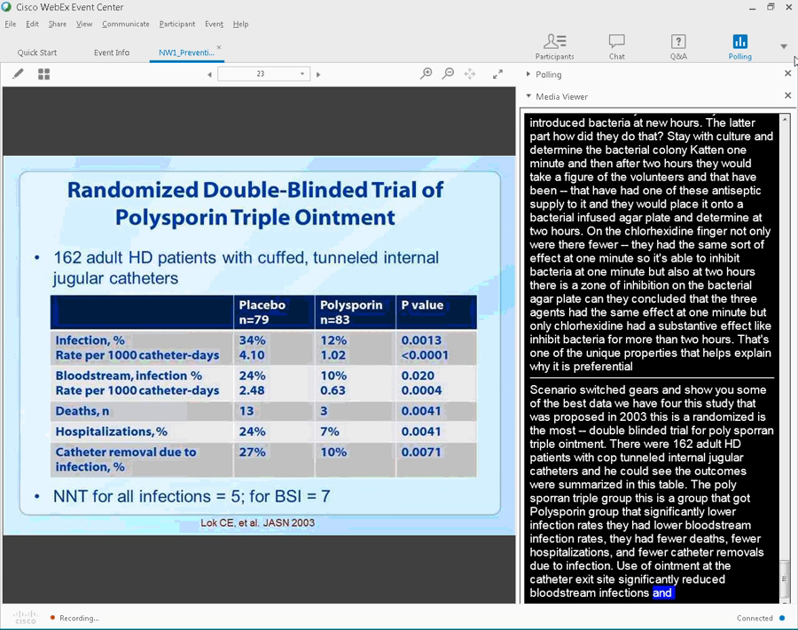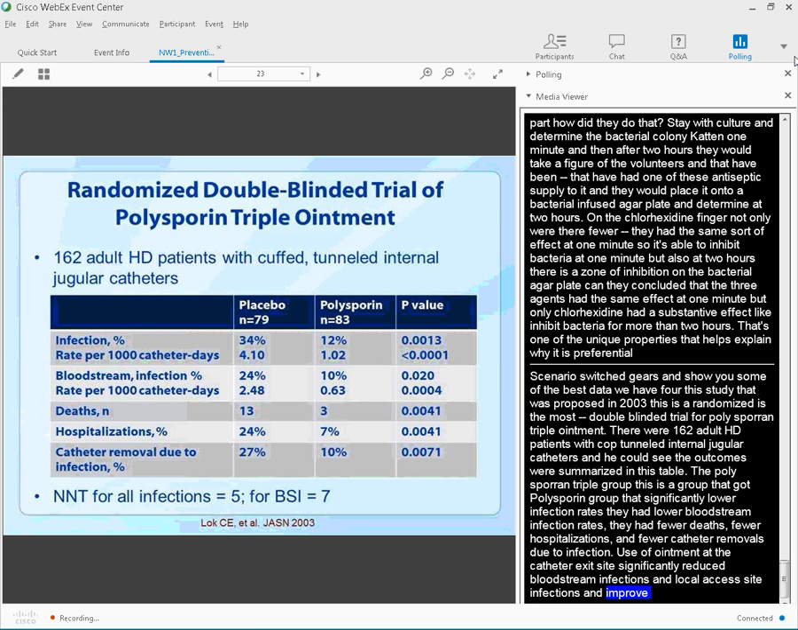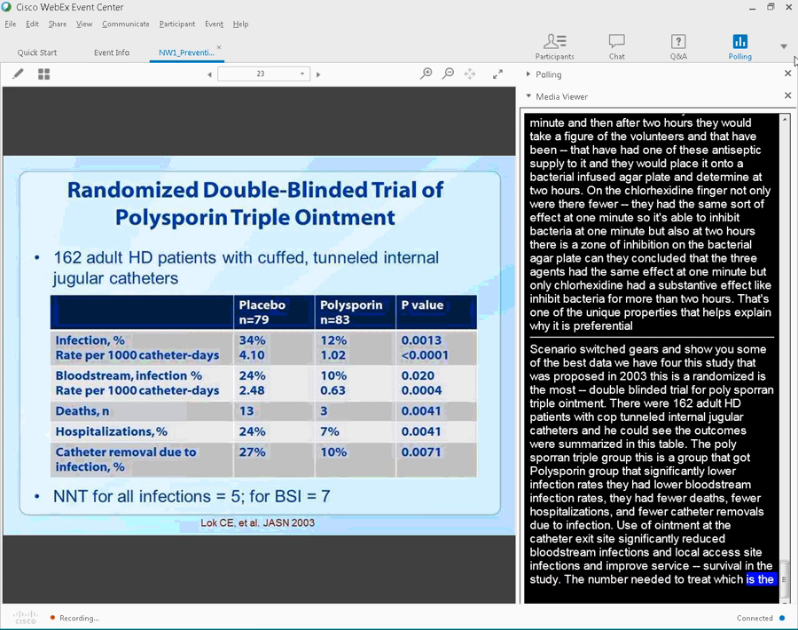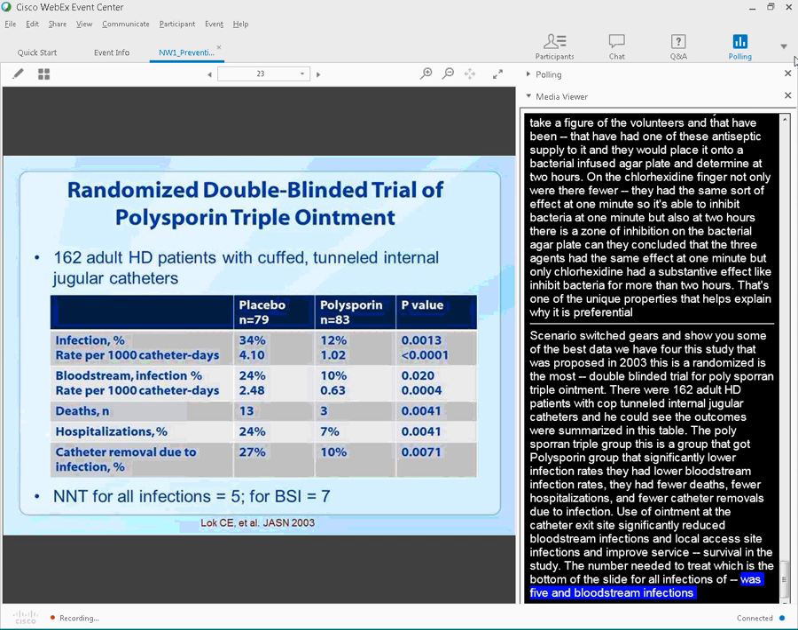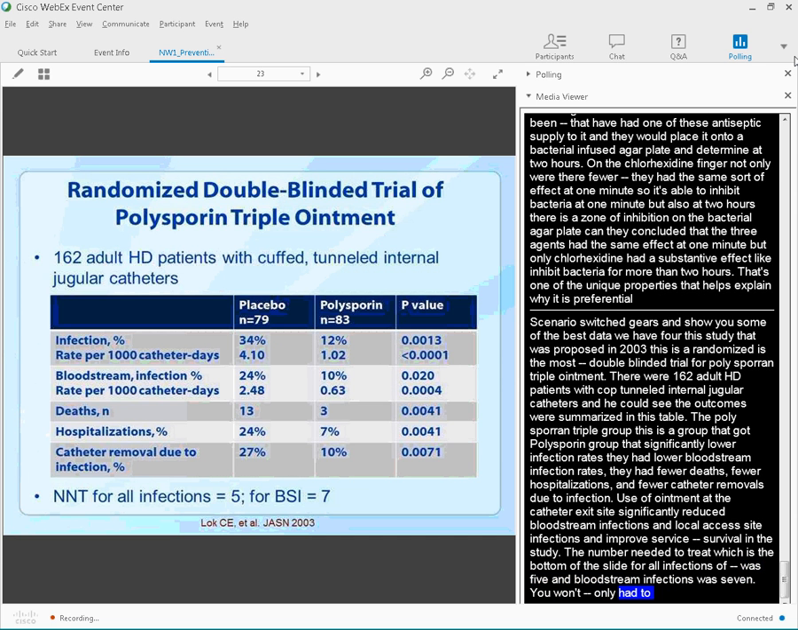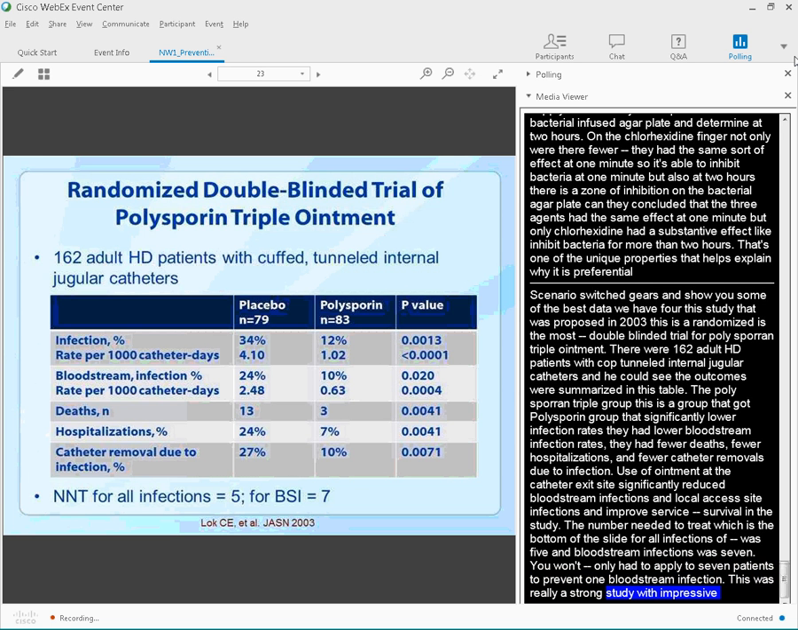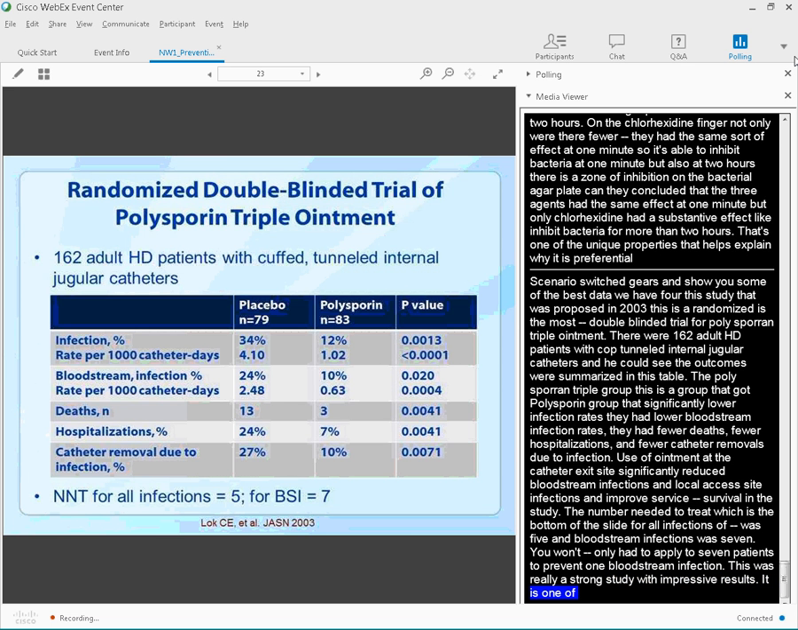in this study. And the number needed to treat, which is this last bullet at the bottom of the slide, for all infections was 5, and for bloodstream infection was 7. So you only had to apply antimicrobial ointment to the catheter exit site for 7 patients to prevent 1 bloodstream infection, which is pretty impressive. This is a really strong, well-designed study with impressive results, and is one of the reasons why antimicrobial ointment is recommended at the catheter exit site with every treatment.